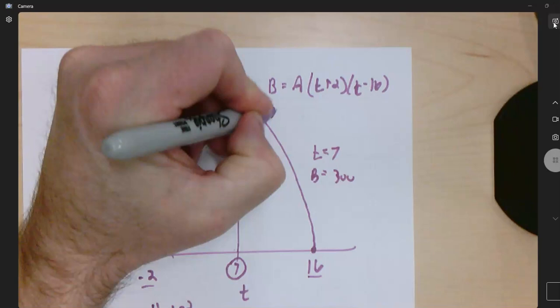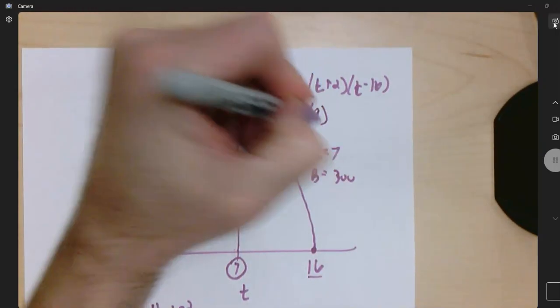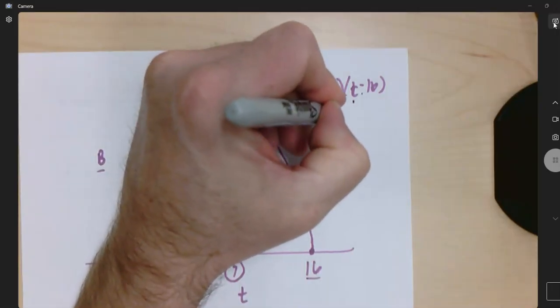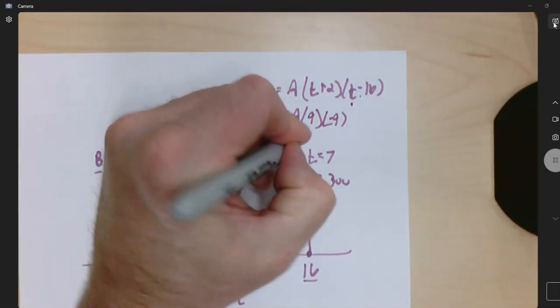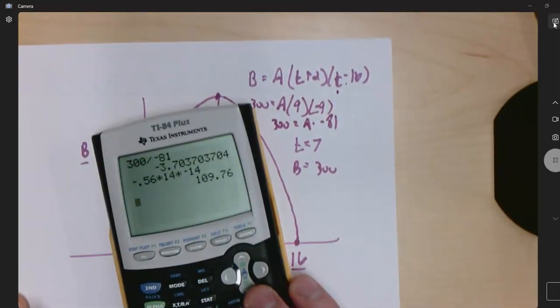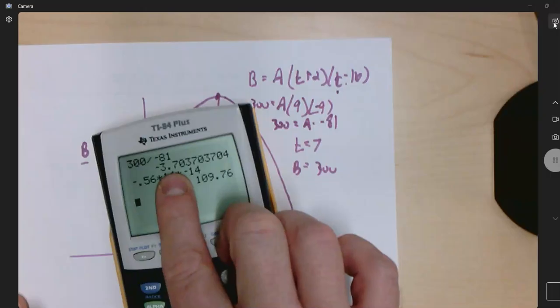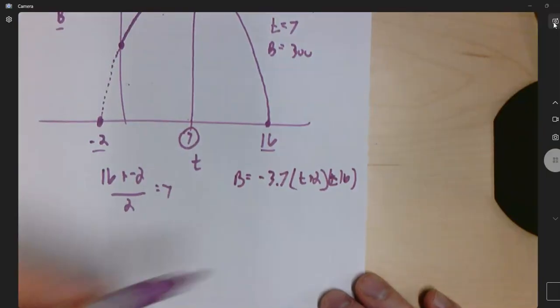So let's plug in these numbers. I'm going to say there are 300 bugs. I don't know what the a value is, but if I plug in a 7, I know I get 300. So 7 plus 2, 9. 7 minus 16, -9. 9 times -9 is -81. So I'll have 300 equals a times -81. I'll divide both sides by -81. Oh, look, I already did it up here. And I get -3.7. That is my a value. My equation is b equals -3.7 times t plus 2 times t minus 16. And I made an equation that makes sense.